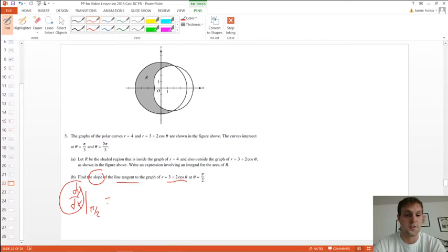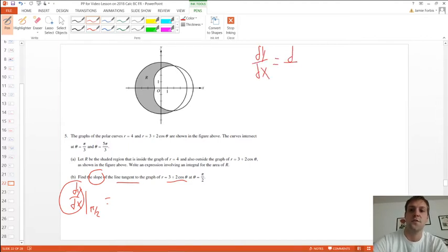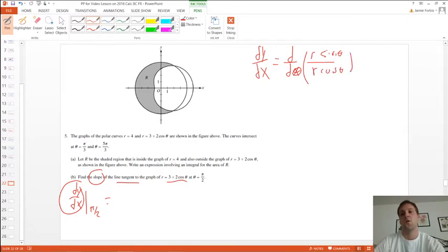So we know how to find this. Okay, so this is how it works. Remember how we find dy over dx. Dy over dx, this is just definition, is the derivative with respect to theta of r sine of theta, divided by the derivative of r cosine theta. Right, that's just the definition of dy over dx.